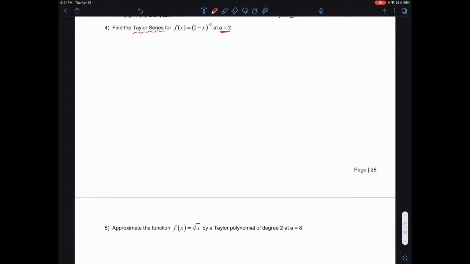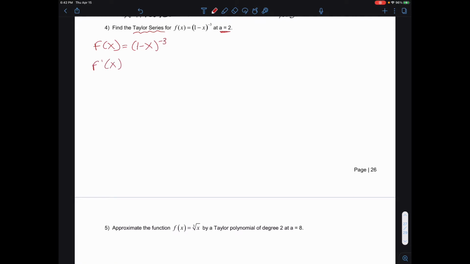At a equals 2. That's what makes it a Taylor series, because I'm changing my center for my series. So if I'm changing the center for my series, how is that going to affect the series? We've done this series before, but we'll do it again. We start with our first term, which is our f of x term. And f of x is equal to (1 minus x) raised to the negative 3 power.